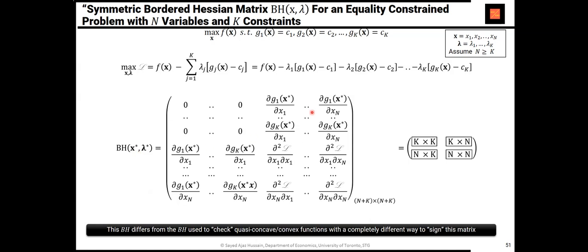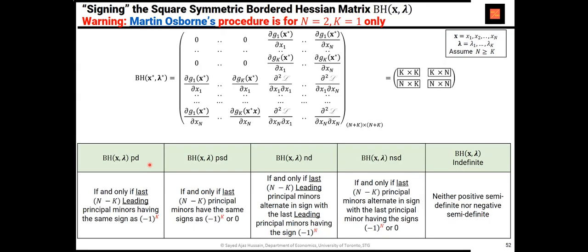How do I check whether this matrix is negative definite? Completely different way than before. To check when this matrix is negative definite, it will be negative definite if and only if the last n minus k leading principal minors alternate in sign, with the last leading principal minor having the sign minus 1 to the power n. So you start at the end.